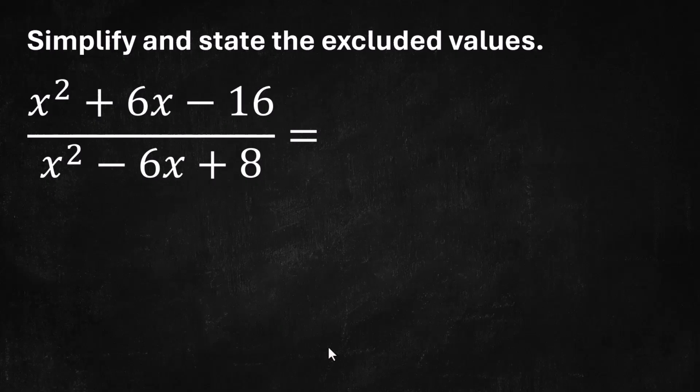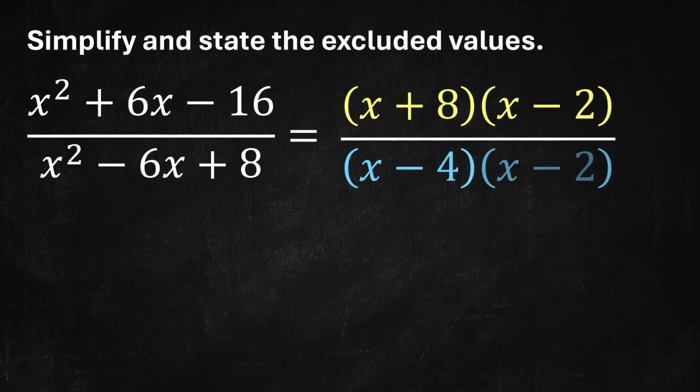You can only cancel factors, which means we need to factor the top and the bottom to find out what was multiplied together to get these things. So if you need to review factoring, I'll put a link in the corner. But for right now, I'm going to just go ahead and do it. The factoring on these is pretty simple if you remember how to factor.